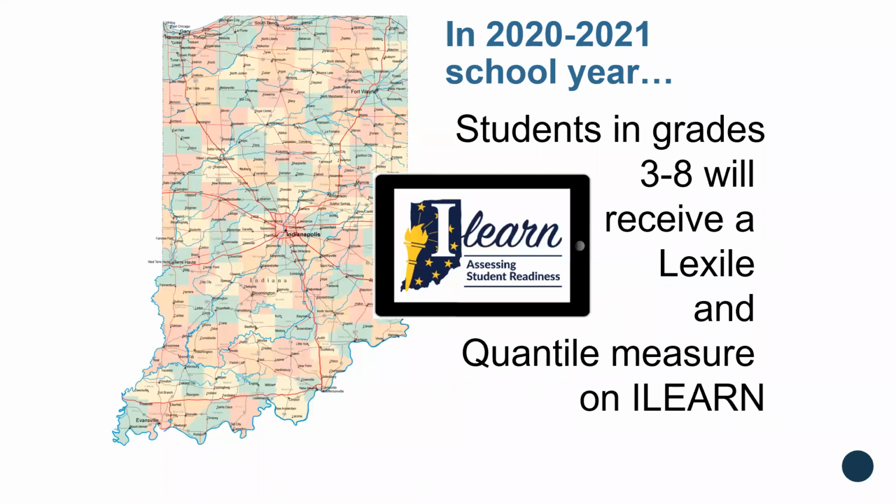continue right on. In the 2020-21 school year, it says that students will receive a Lexile and quantile measure on iLearn. And that indeed is our intent, and we're all looking forward for our school to turn back and look like what we're used to. But yes, the plans are currently 2020 and 2021 school year that iLearn in grades 3 through 8 will give you a Lexile measure for readability as well as a quantile measure of readiness on students.